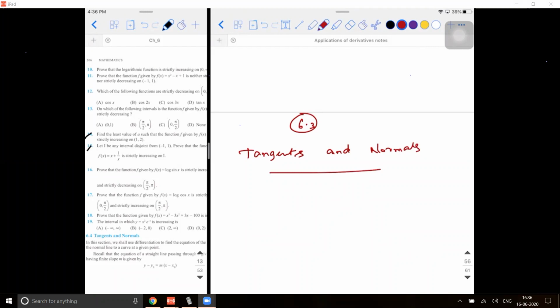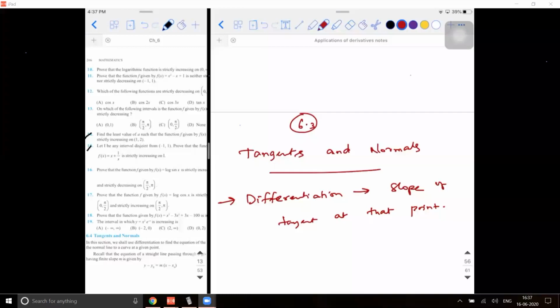Again, it is very simple. So differentiation gives us what? Slope. The slope of the tangent to the curve at that point, right? So if you need the slope of the tangent at that point, you need to do dy by dx, and you should know the x coordinate or y coordinate of that point. You will substitute x comma y in that. That will give you the slope, right?